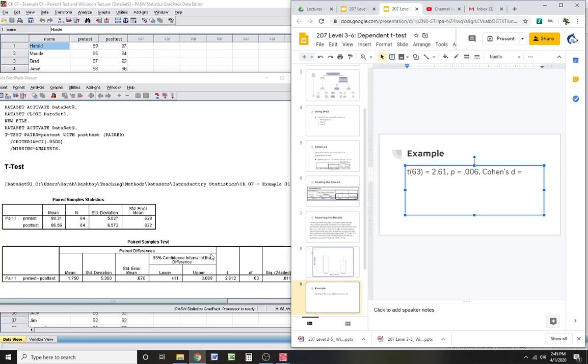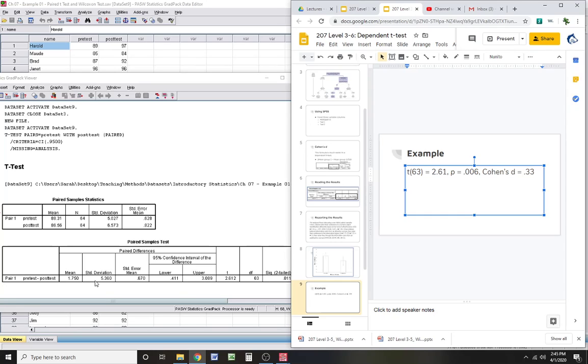Cohen's d, you could again calculate it, this divided by this, which in this case would be 1.75 divided by 5.36. In this case, Cohen's d would equal 0.33, which would be between weak and moderate effect.